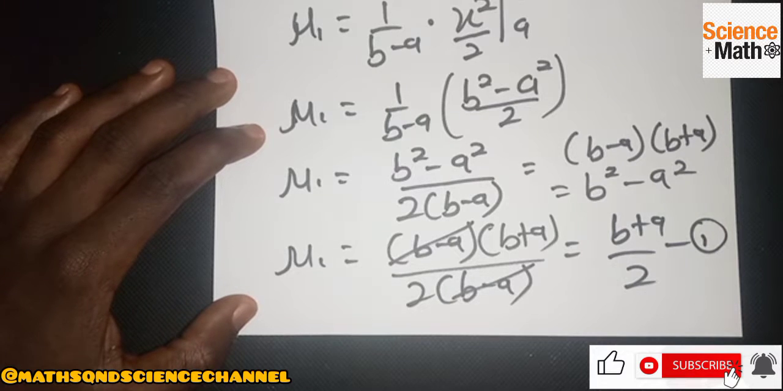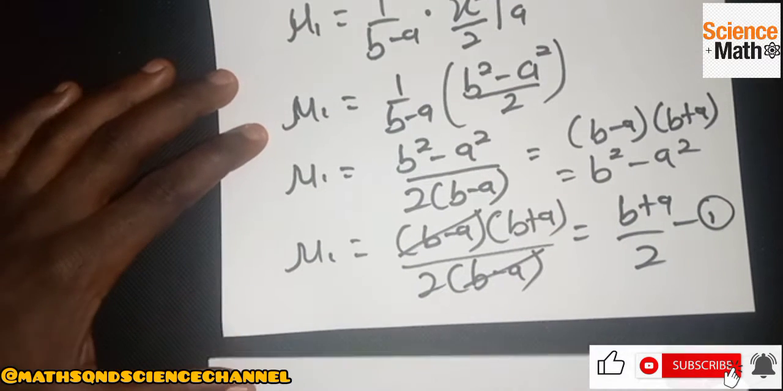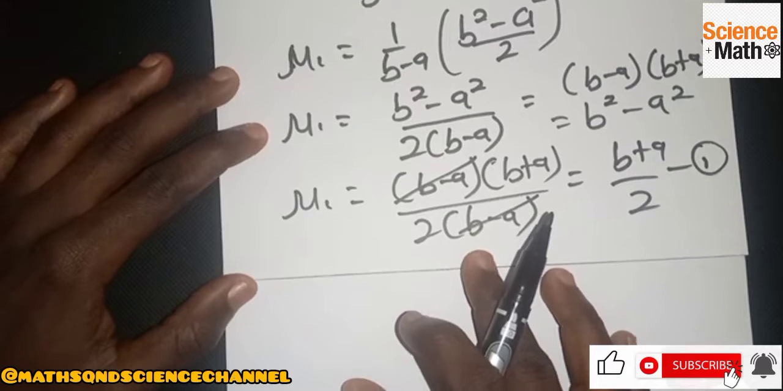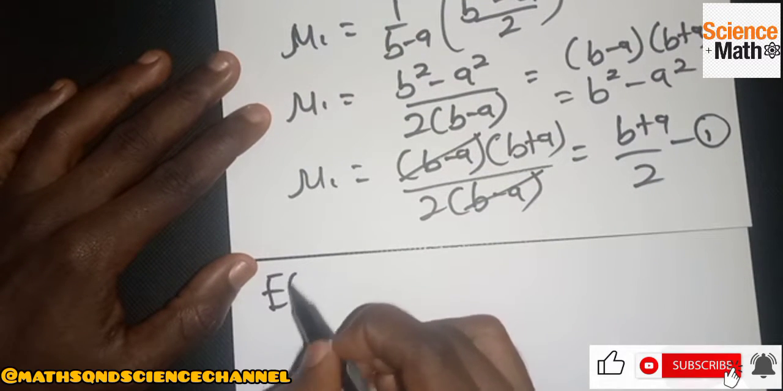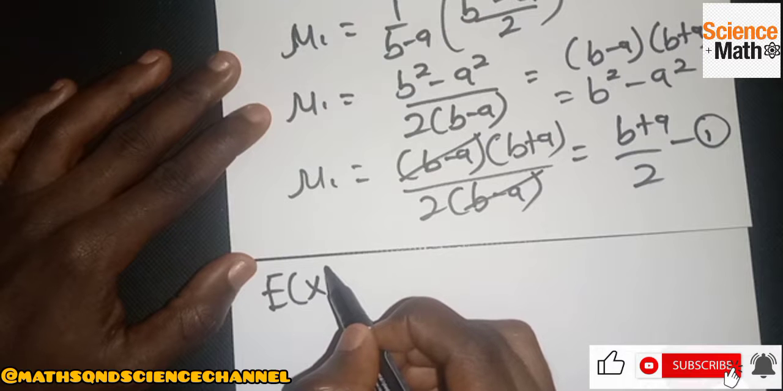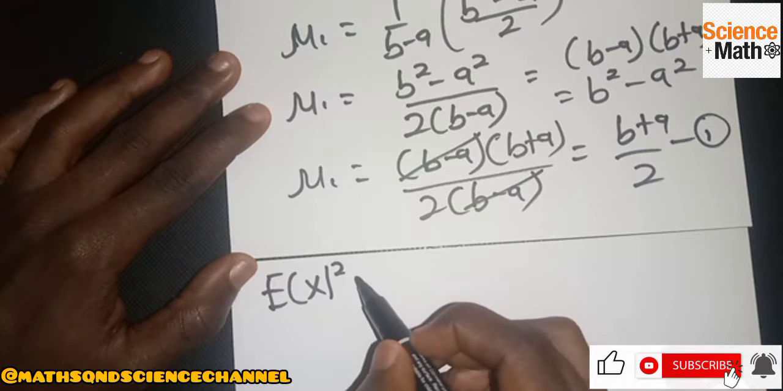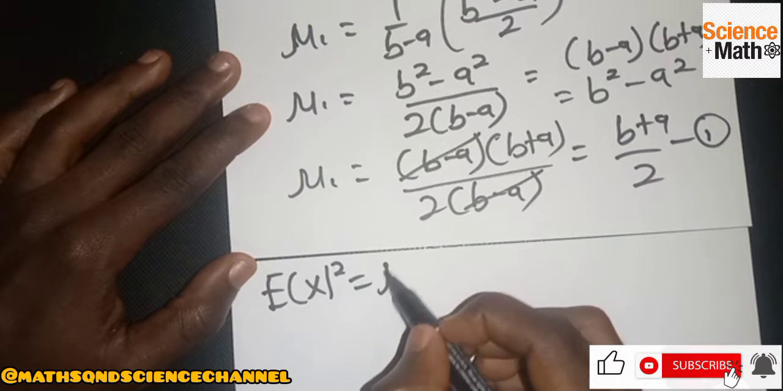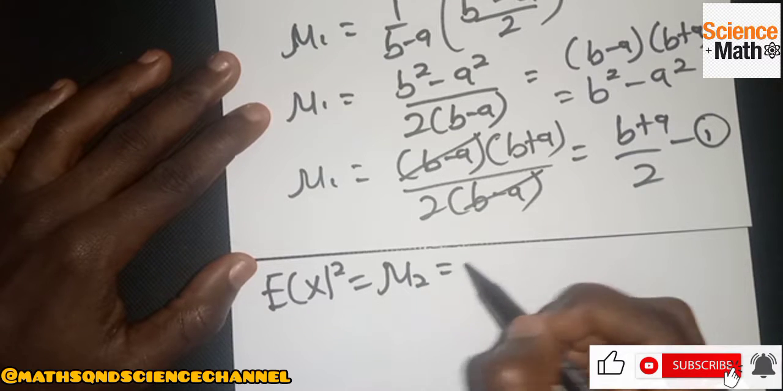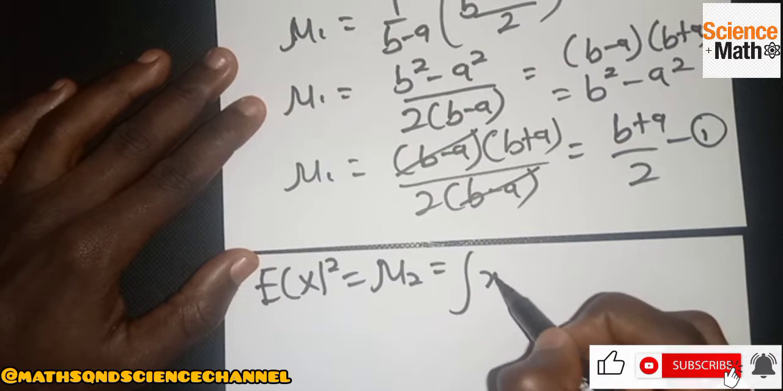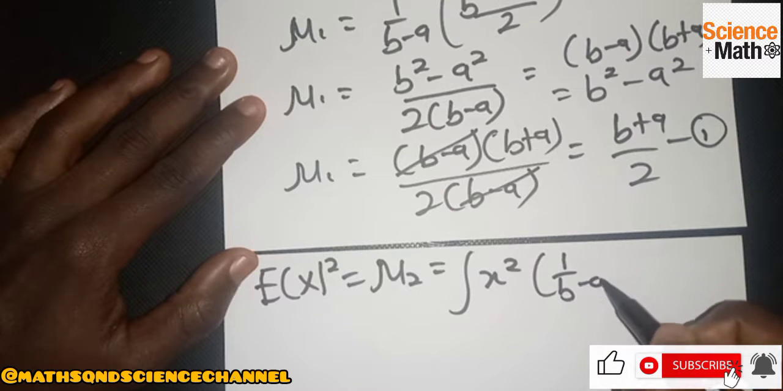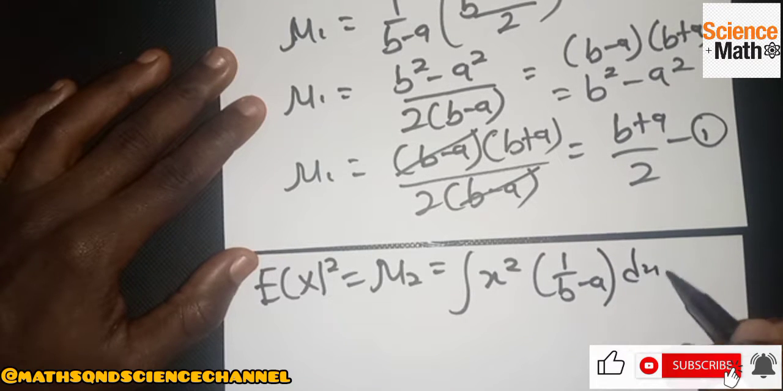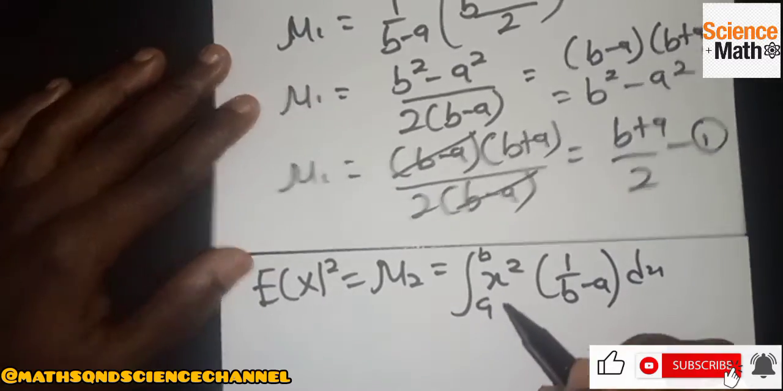Now equation 2, we are going to solve equation 2 with the variance in this case. So with the variance, it is just squaring the x here. Let's call this one mu2, which is just x squared multiplied by the function 1 over b minus a, and the limits, remember, are b and a.